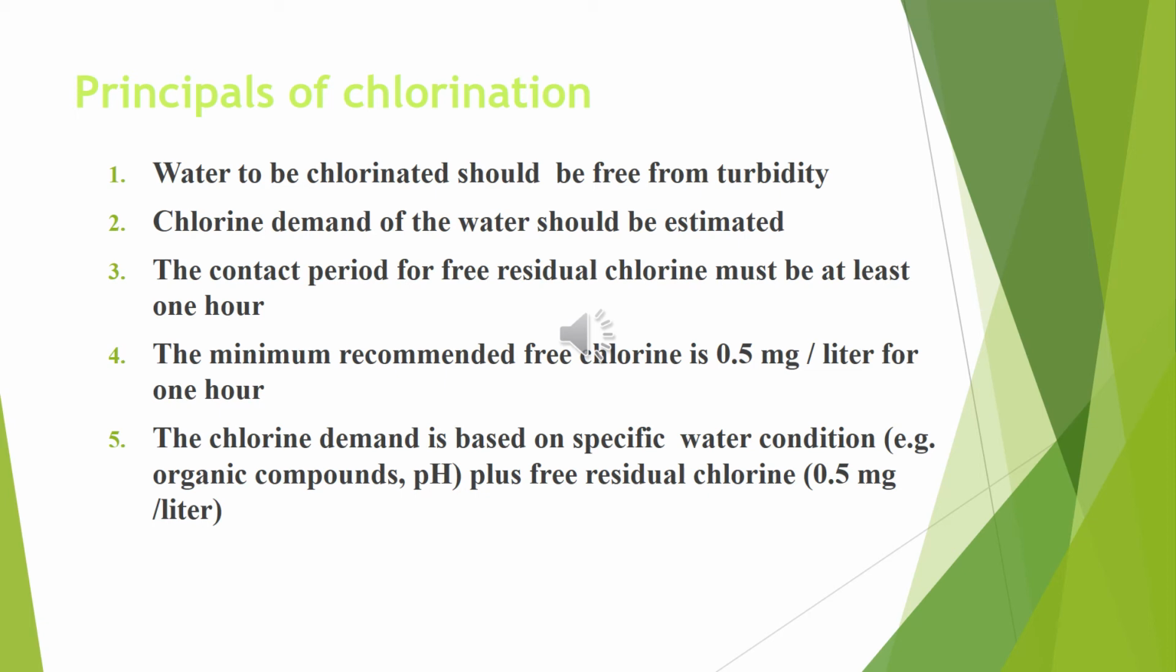Third point is the contact period. There should be a contact period of at least 1 hour, which is essential to kill the bacteria and viruses. The minimum recommended free chlorine level is 0.5 milligram per liter for 1 hour. The chlorine demand is based on specific water conditions, for example organic compounds, pH, temperature, plus free residual chlorine, which is usually 0.5 milligram per liter.